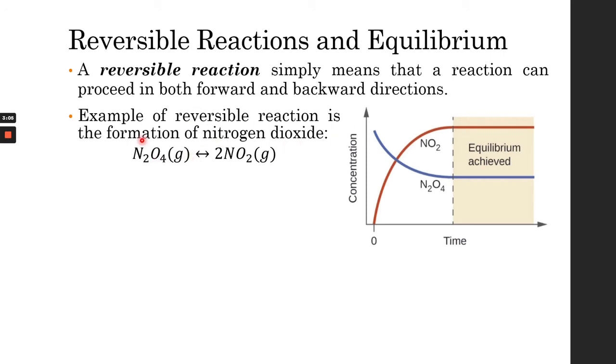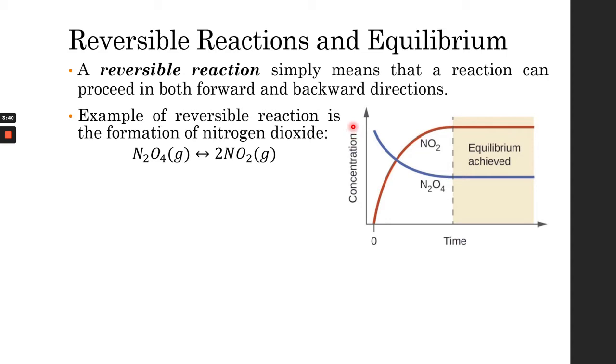We start with N2O4 since it's our reactant. We have some concentration of N2O4, this blue curve right here. At the start, at time 0, we have some concentration of N2O4, but we do not have any concentration of NO2. That is because we started with 100% N2O4.